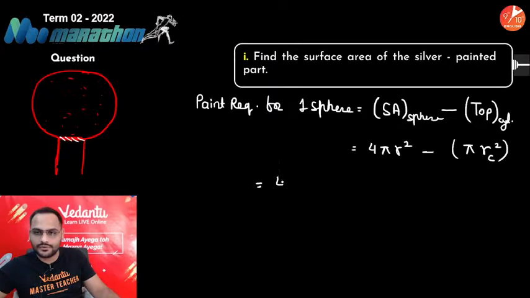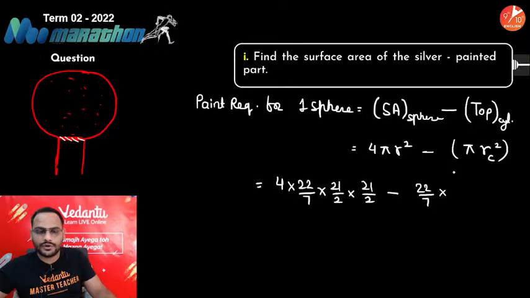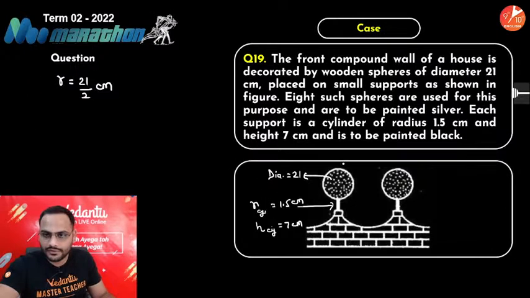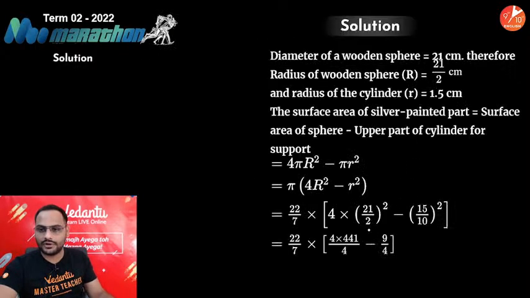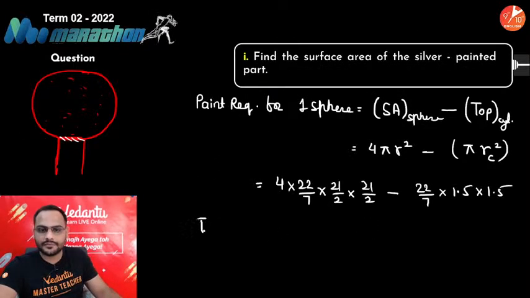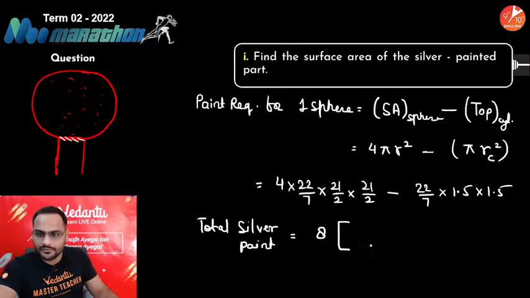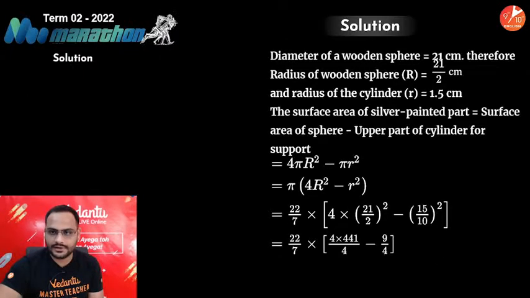So this will be equal to 4 into 22 by 7 into 21 by 2 into 21 by 2 minus 22 by 7 into radius was here, what was the radius? Radius was 1.5. So 1.5 into 1.5. टेक कॉमन, बाकी पूरा सॉल्व कर लेंगे. अच्छा, फिर टोटल सिल्वर पेंट रिक्वायर्ड विल बी हाउ मच? विल बी 8 times ऑफ दिस. ठीक है, उसका 8 times कर लेना है.